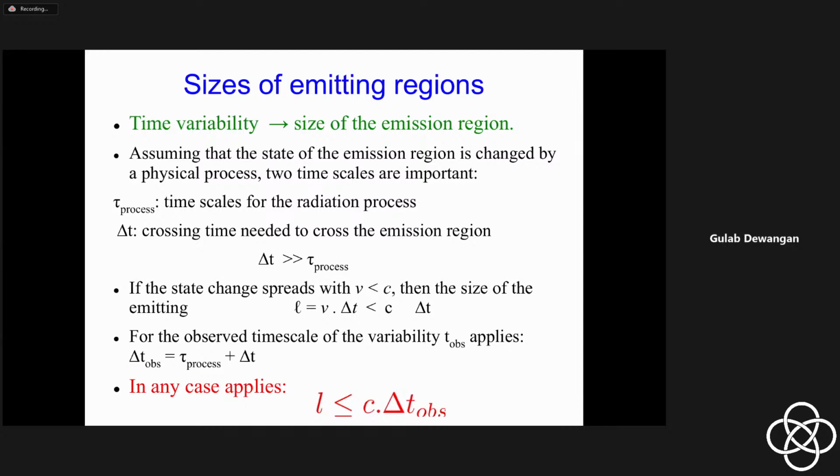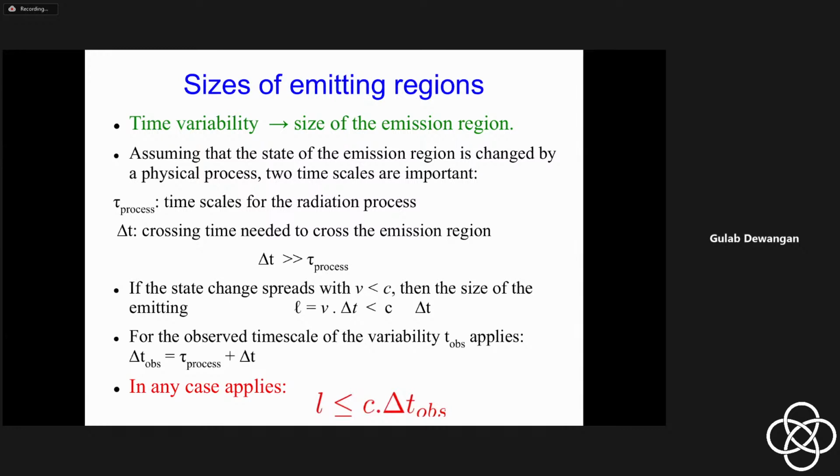And if the state change spreads with speed v less than c, of course it has to be v less than c, it cannot exceed the speed of light, then the size of the emitting region, you can easily calculate: L size equal to v times this delta T, which is less than c times delta T, because v, the speed at which the disturbance travels, is less than the speed of light.